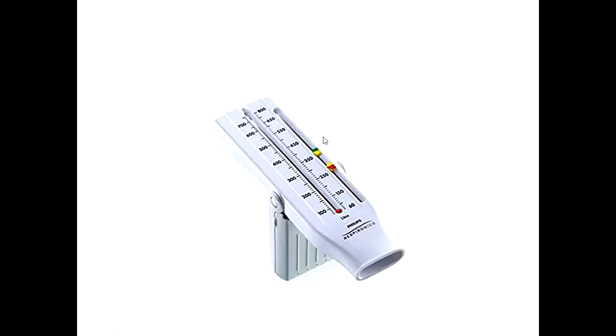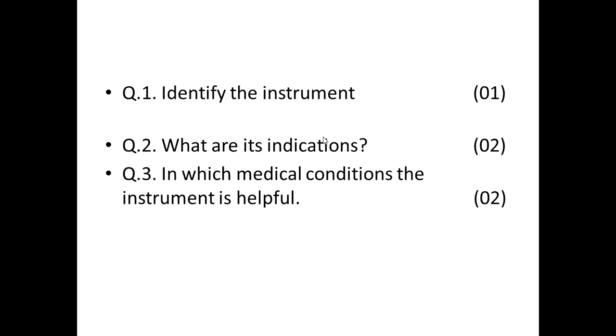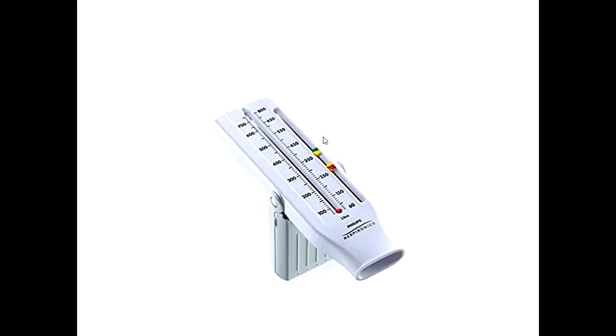This is peak flow meter. Indications: it is used for the peak expiratory flow rate, and in which medical conditions the instrument is helpful. It is used in asthma assessment, in cystic fibrosis, in bronchiectasis. This is the side through which the patient blows, and this is the meter.